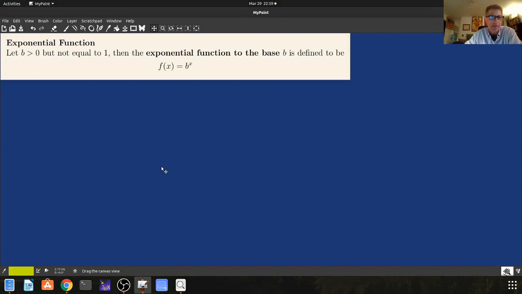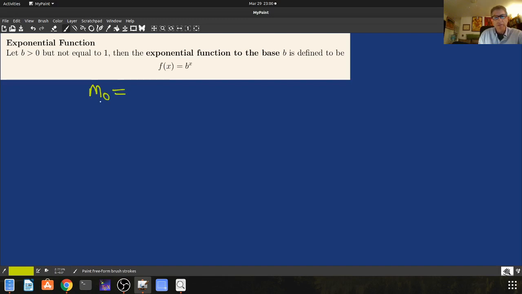So an exponential function is a function of the form f of x is equal to b to the x, where our input value x is actually the exponent and our base is b, where b is greater than 0, but it's not equal to 1. So let's actually show how this type of constant percentage of increase leads quickly to an exponential function.